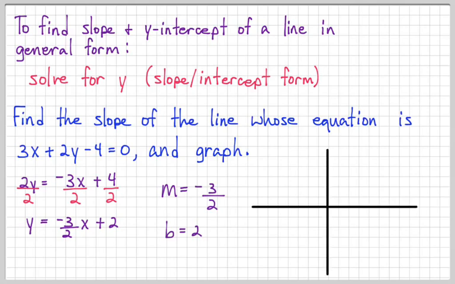Y-intercept is 2. Now let's try to graph this. I didn't say it before, but we are going to try to graph here. So the y-intercept is 2, so I'm going to go to 2 on the y-axis and make a mark. And then we will use the slope as rise over run to go down 3 and right 2. So from here, I'm going to go down 3 and right 2, and I'm going to put a dot right here. And then we're going to connect the dots, and there's the graph of our line.